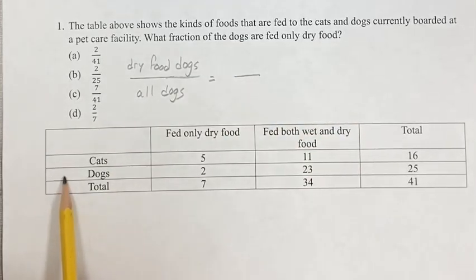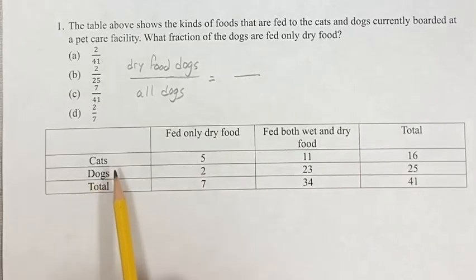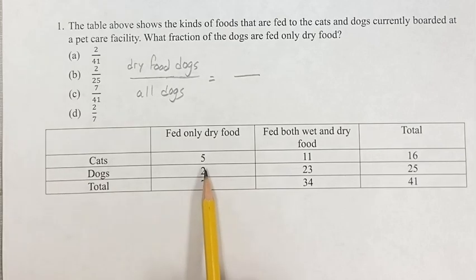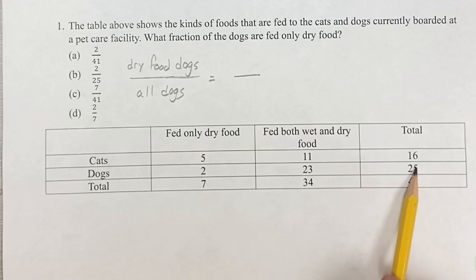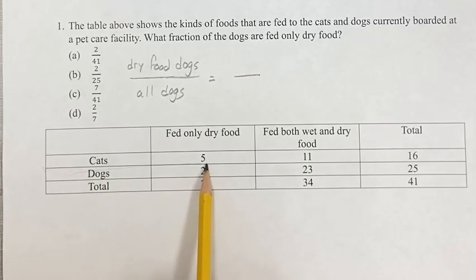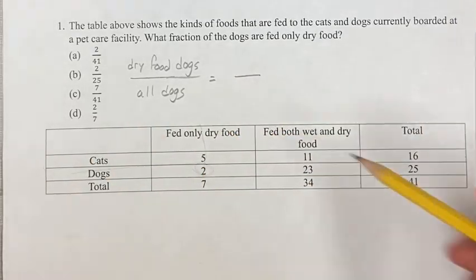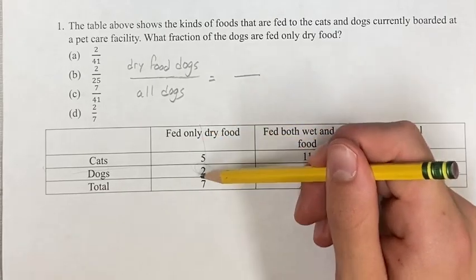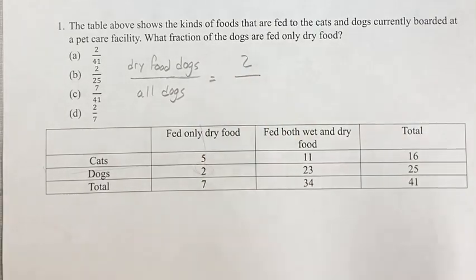We have dogs listed here in this row right here. And if we go across, we have 2 dogs are fed dry food, 23 are fed wet and dry food, and 25 are in total. So if we just look at this row right here, dogs that are fed dry food, how did we find that? We come here for dogs and dry food only down here. We find where they meet. We find where the column and the row meet for the 2 qualities that we're finding. The column of only dry food goes down to here, and the dog row comes out to here, and you get 2. That's how you read one of these tables.